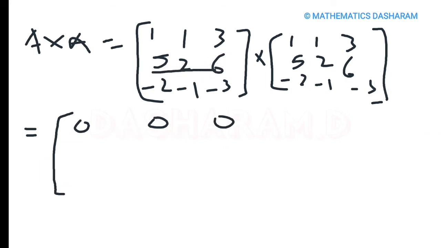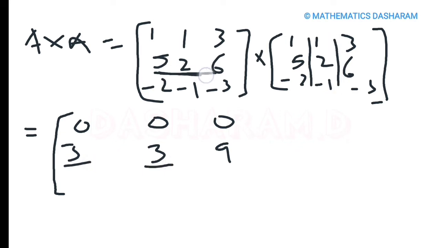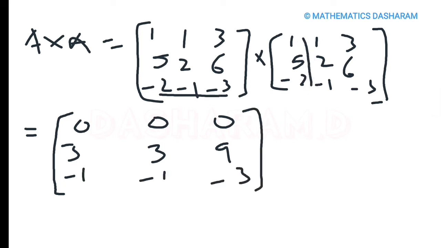Now second row multiply with the first column. So second row first column answer 3, second row second column answer 3, second row third column answer 9. Now third row multiply with the first column. So third row first column answer minus 1, third row second column answer minus 1, third row third column answer is minus 3.